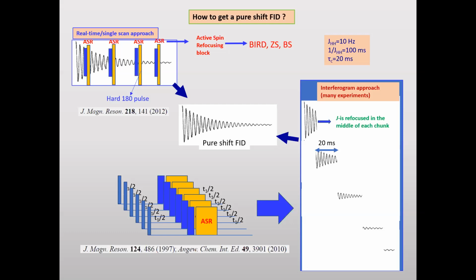And all of these data chunks of 20 milliseconds duration, around 50 blocks, are concatenated to form a synthetic FID, which is called the pure shift FID. And if this is Fourier transformed, one can get a broadband homonuclear decoupled spectrum.